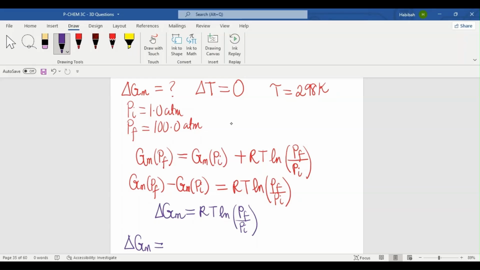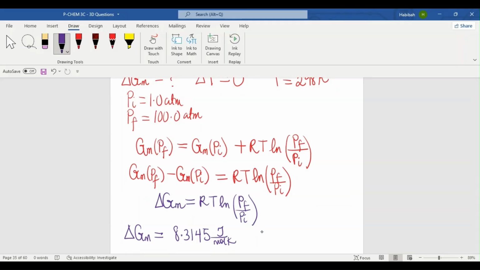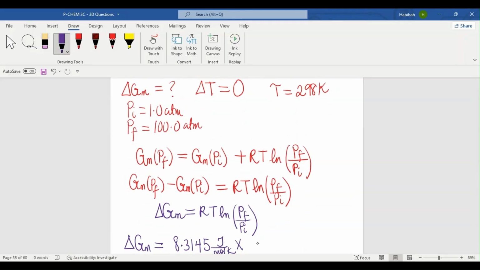So I just wanted you guys to note that understanding the units of what we're solving for is going to determine the gas constant we're supposed to use. So we're going to end up with 8.3145 joule per mole Kelvin, times temperature, which is T, 298 Kelvin.